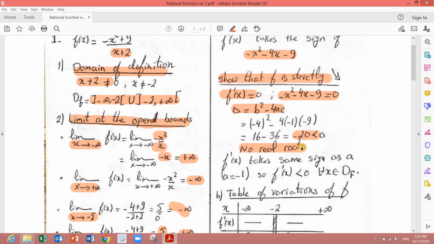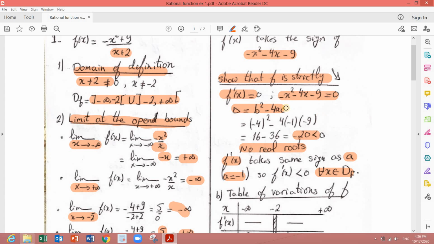We are interested in the sign of the derivative. Since delta is negative, f prime x takes the same sign as a. A is minus 1, from minus x squared minus 4x minus 9. So f prime x is less than 0 for every x that belongs to the domain of definition.